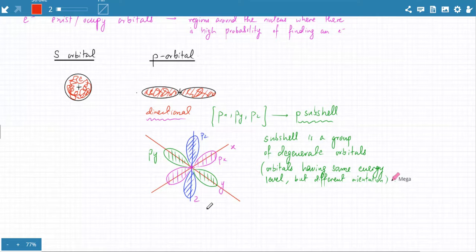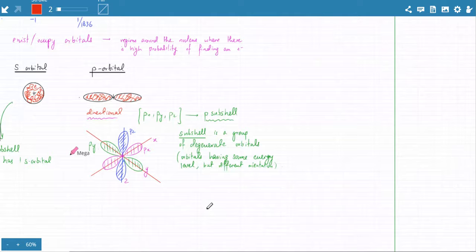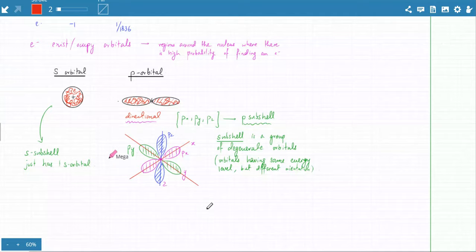So remember that the S subshell does not have different orientations. If you rotate a sphere, you get the same thing. So an S subshell just has one S orbital. Now, similarly, you have a third type of orbital, which is called the d orbital.